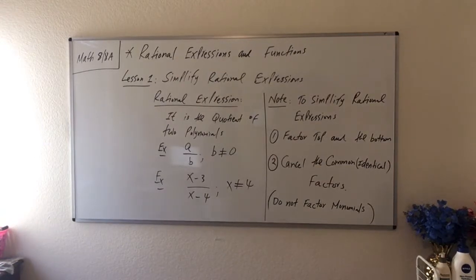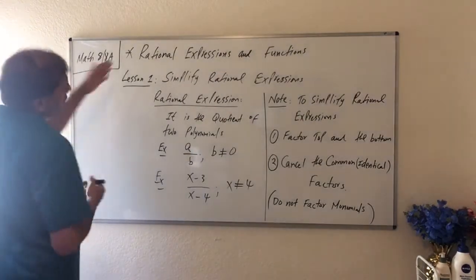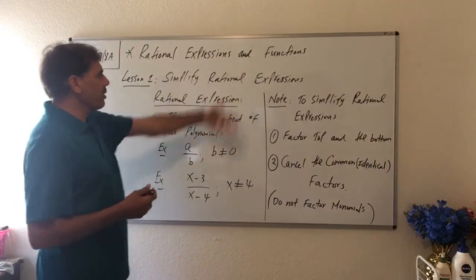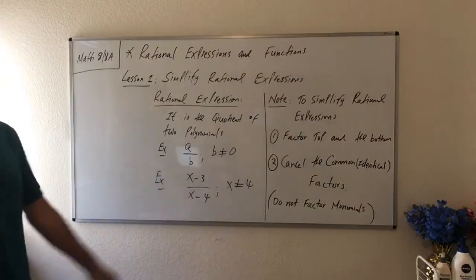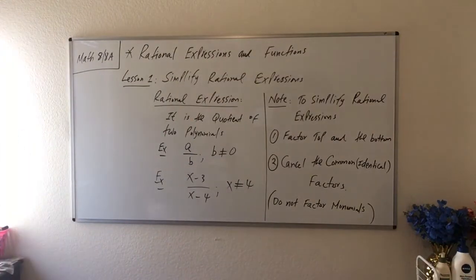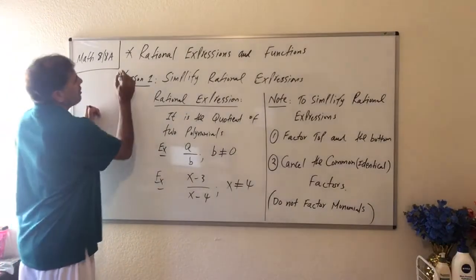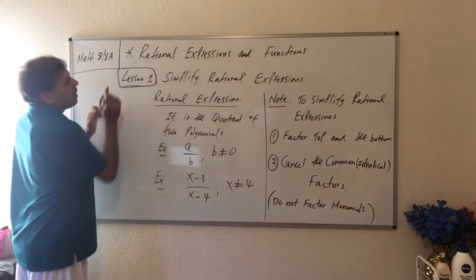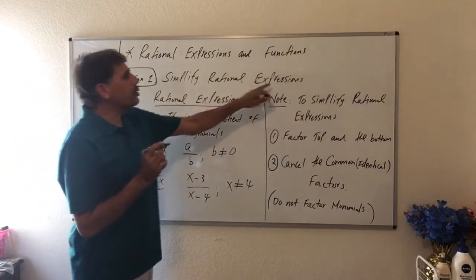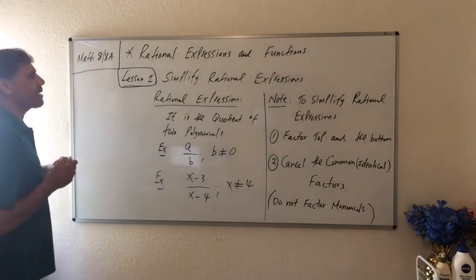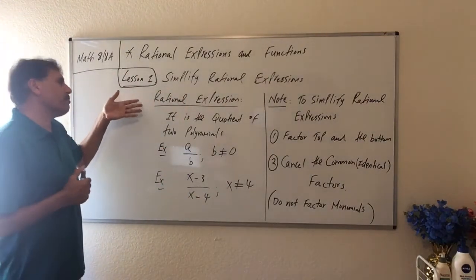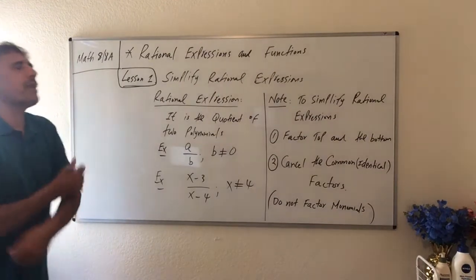Oh, hello everybody. The next chapter we're going to do is on rational expressions and functions. And remember, the function is when we use the f of x notation. Well, then lesson one is to simplify rational expressions. Here's a definition for the rational expression. So, rational expression basically is a fraction in terms of polynomial.